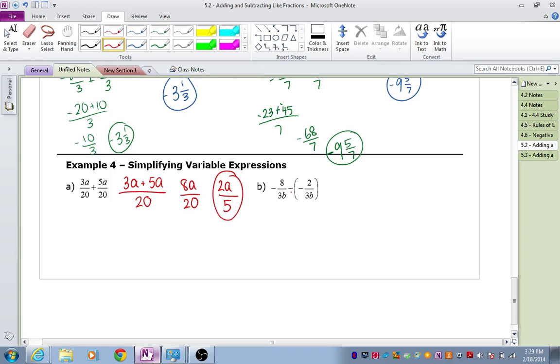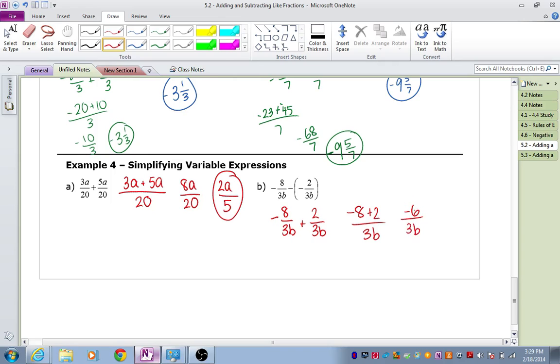In letter B, I see that minus a negative, and we don't like that. So I'm going to change it to adding 2 over 3b. We have a common denominator of 3b. So we're going to say negative 8 plus 2 over 3b. Negative 8 plus 2 is a negative 6 over 3b.